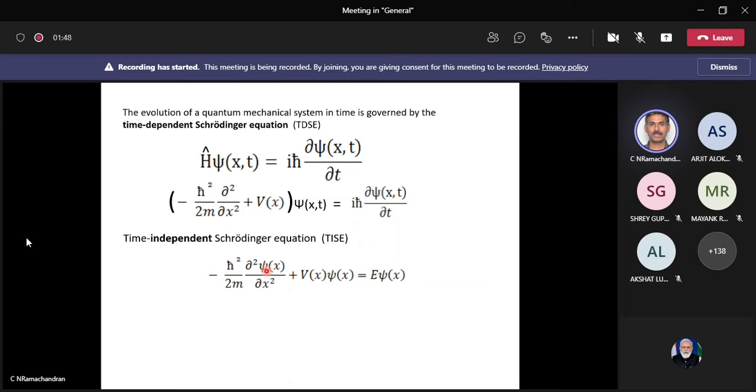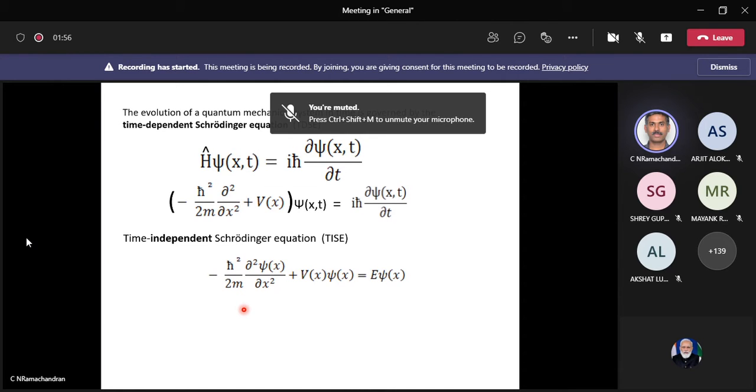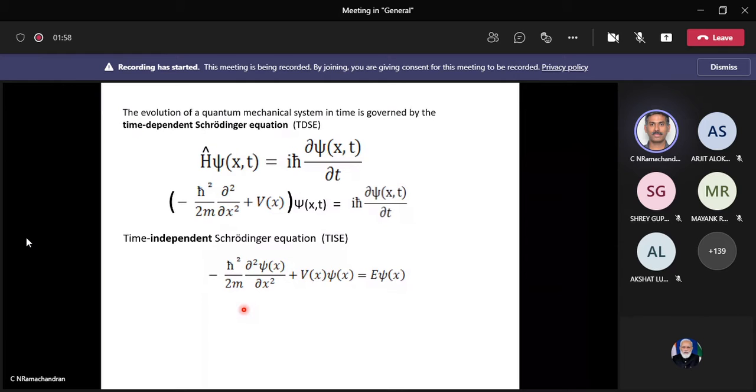H psi is equal to E psi. I may not always read this H hat, but when I say H psi, you have to remember that I'm talking about the Hamiltonian operator H hat. So H psi equals E psi is the time independent Schrodinger equation. Here you can see that it is time independent, so the wave function is independent of time. We are not writing t explicitly, psi of x,t. Okay, so time independent Schrodinger equation.